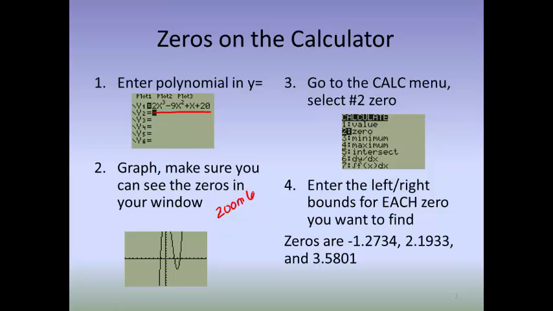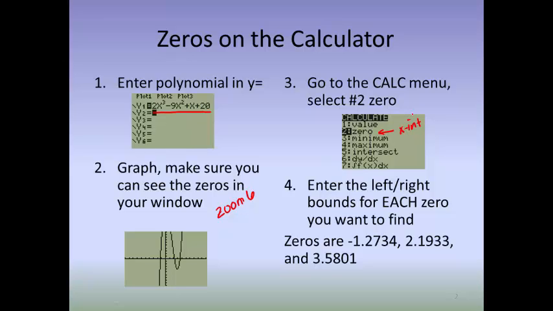And the next thing we're going to do is go to the calc menu. And that button is the second trace. It's above the arrows and it says calc. So press second calc once you've got all of this ready to go. And what you're going to choose is the second option. The second option under second calc is 0. Okay, and zeros are our x-intercepts, so let's keep that in mind, our x-intercepts.